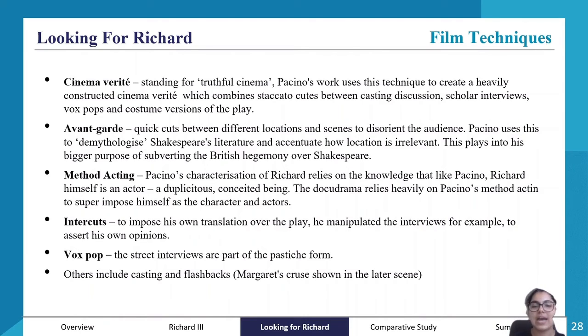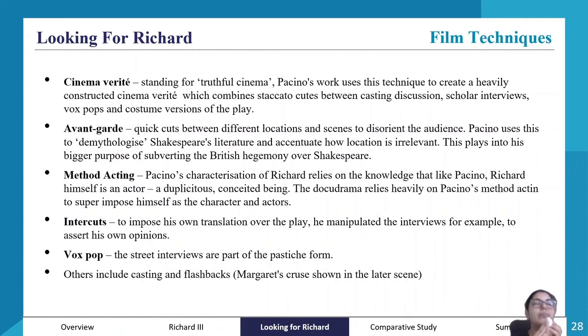So he's an actor, and he relies on Richard's acting to portray Richard. And so the docudrama heavily relies on Pacino's method acting, and his method acting to actually superimpose himself as both the character and the actor. Like, he's both. He's the actor in the play, but he's the character, he's the director, he's the composer, he's everything. And then the intercuts.